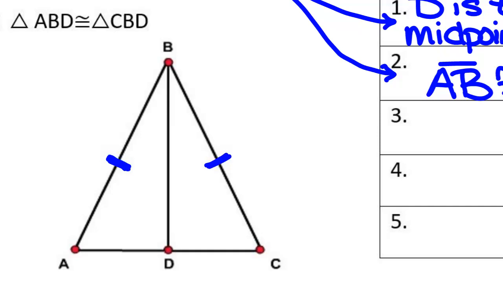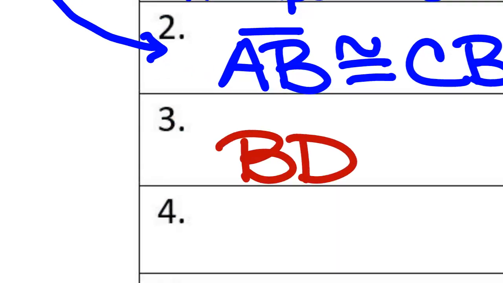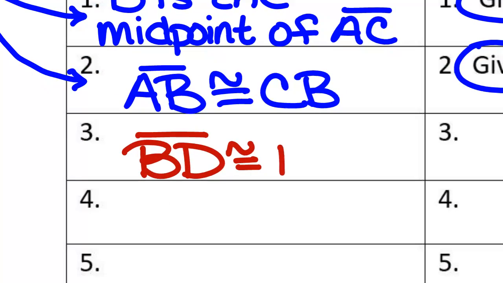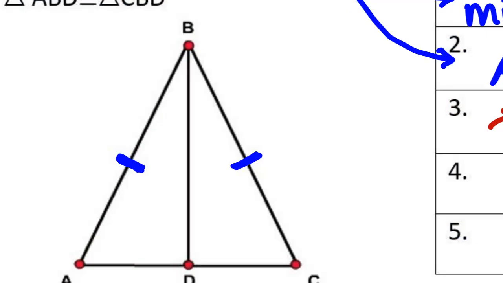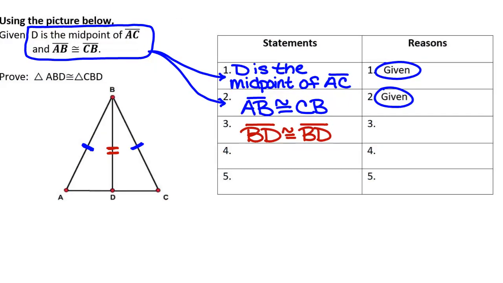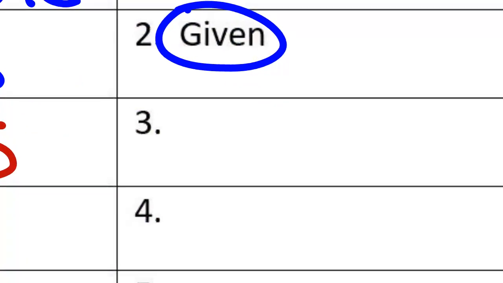Is there anything on this triangle that I am allowed to mark without it being given to me? BD is congruent to what? BD. BD is congruent to itself. That's this shared side right down the middle. I'm going to mark that with 2 congruence marks. The reason that I am allowed to say that something is congruent to itself is because of the reflexive property.